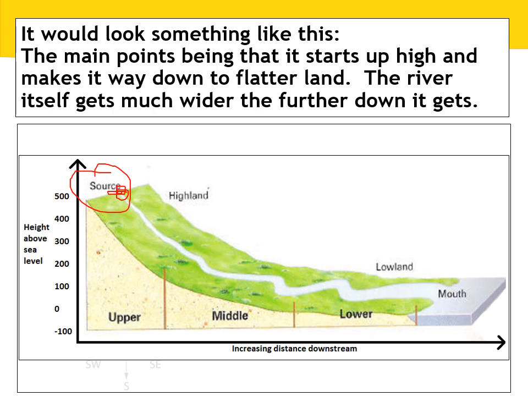They're the main points to point out: it starts up high, makes its way down lower, and it gets wider as it travels down. We generally split the long profile of a river up into 3 parts. So we've got the upper part, the middle part, and the lower part, and we call those the courses. This is the upper course, the middle course, and the lower course.